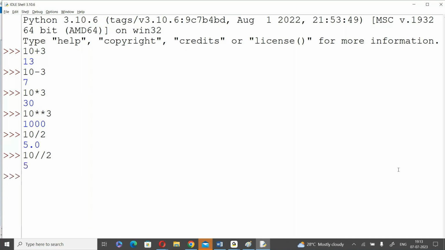Now 9 by 2. 9 is an integer, 2 is an integer. Both are integers, no problem. The result is always float. 4.5. 9 double slash 2. The answer is 4 only. Double slash means floor division. 9 percentage 2. Percentage means remainder. If you are dividing 9 by 2, the remainder is 1. Okay? You understand? These are the basics.